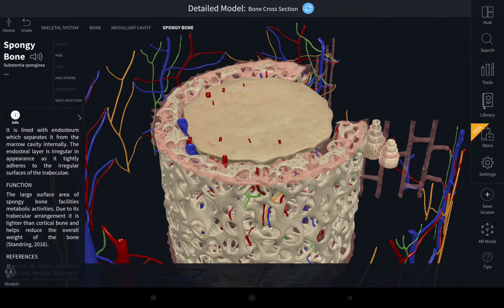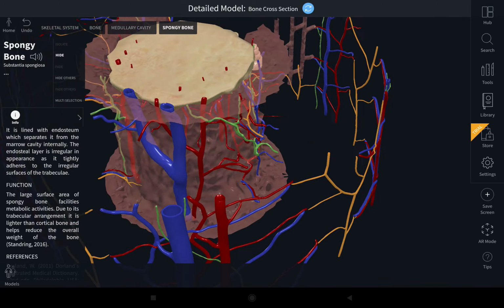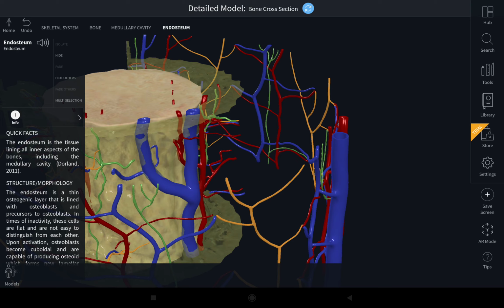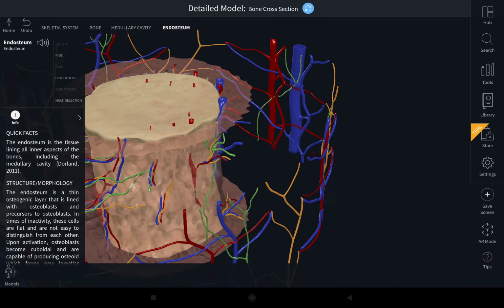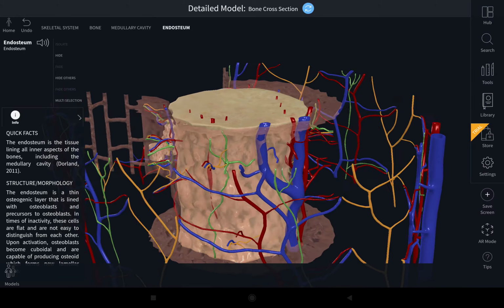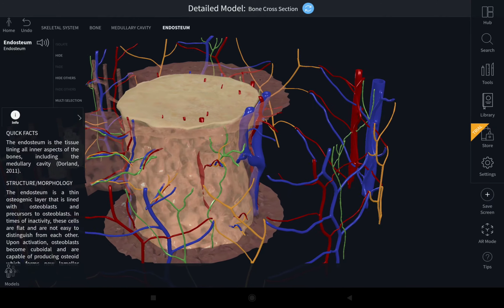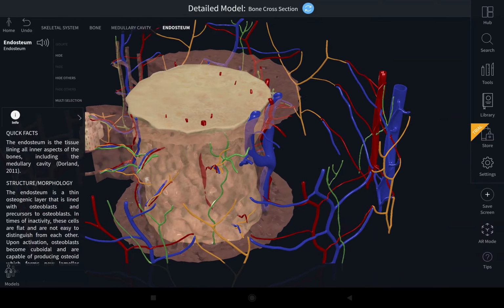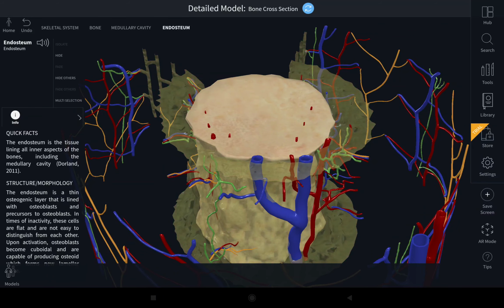Now, if we remove the spongy bone, we can see this is what structure? This is the endosteum. The endosteum lines the inner surface of the cortical bone, surrounding the bone marrow. The endosteum is the tissue lining all inner aspects of the bones, including the medullary cavity. The endosteum is a thin osteogenic layer that is lined with osteoblasts and precursors to osteoblasts.